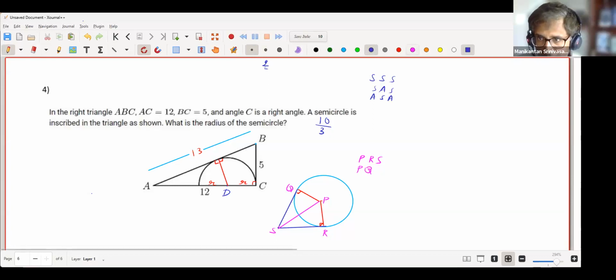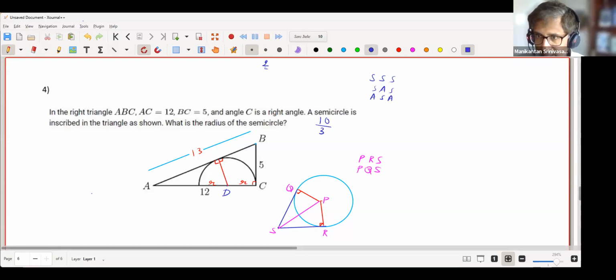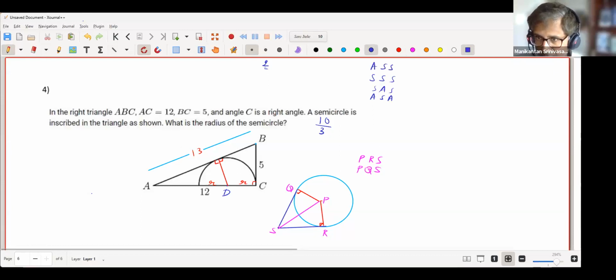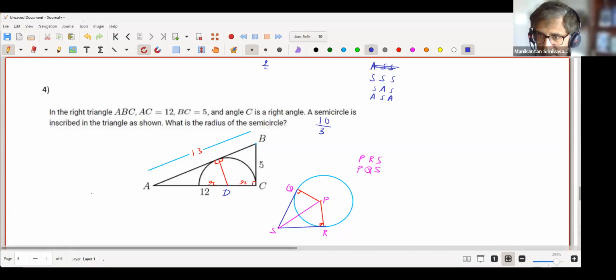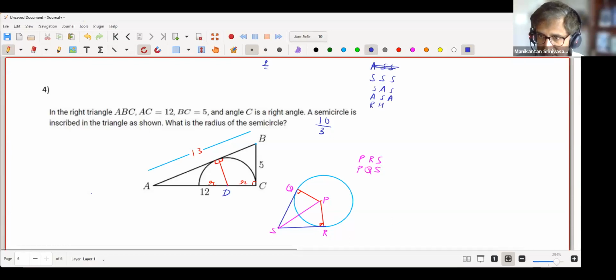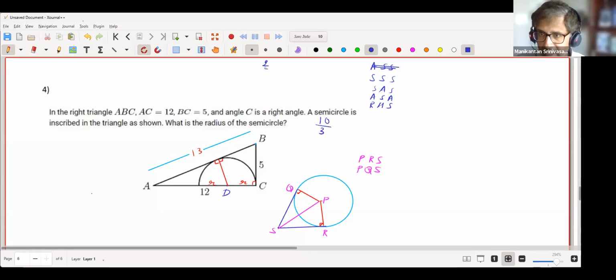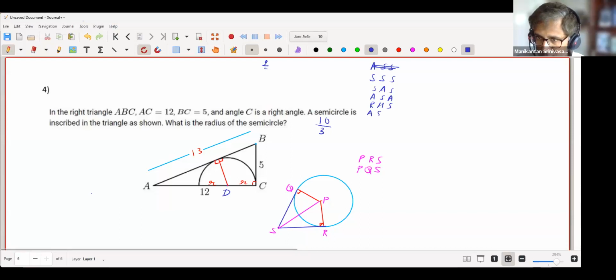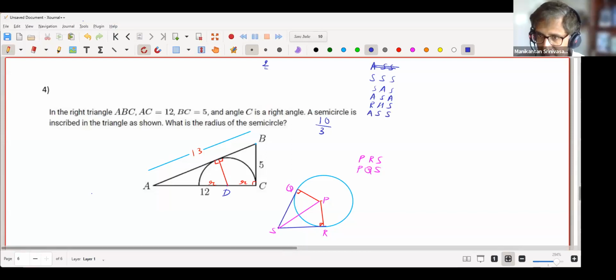So what are the different congruency properties? SSS, SAS, ASA, and then we know ASS is not a property for congruency, just to recap. But in a right angle triangle, we have RHS. RHS is like ASS because R stands for the right angle, hypotenuse is a side, and another side. ASS in general will not be valid, but specifically for a right angle triangle it is valid. That's the RHS property. So these are the main congruency properties.